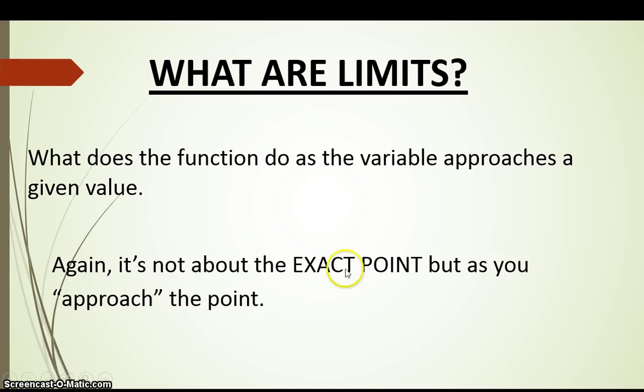It's not about that exact point. That's what we were talking about earlier with a secant versus a tangent. We kept sliding that point Q closer and closer to P, right? But it never was P. We just kept sliding it closer. It was approaching P. The point kept getting closer and closer to P, all right?